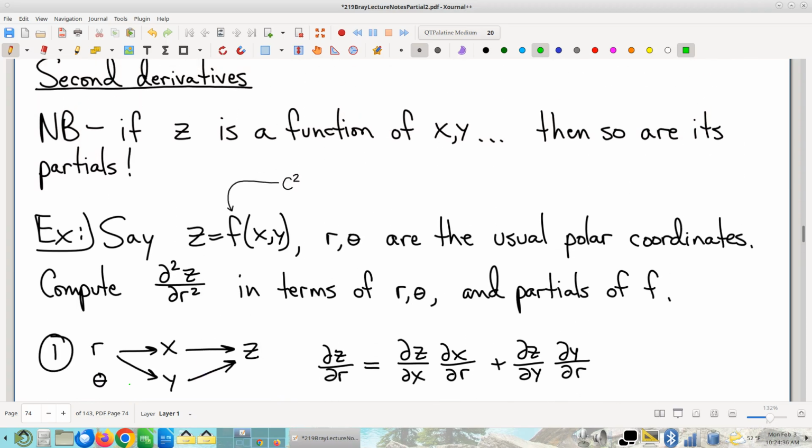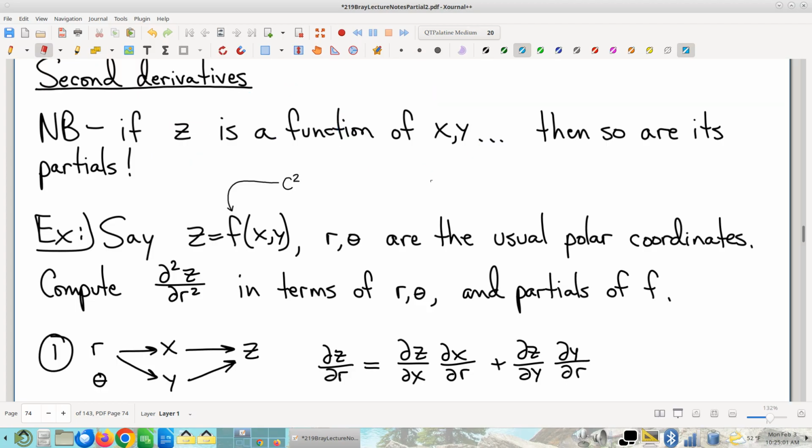Okay, and the answer is actually pretty satisfying. It's what I have written up here. If you have, let's say, z that's a function of x and y, so are its partials. Right? Easy example. You can look back at the very first few examples that we wrote down of how to take partial derivatives. You have some expression involving x's and y's, you take an x partial, you get another expression involving x's and y's, right?